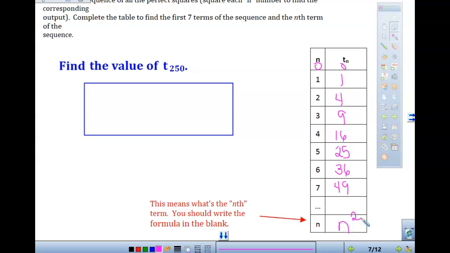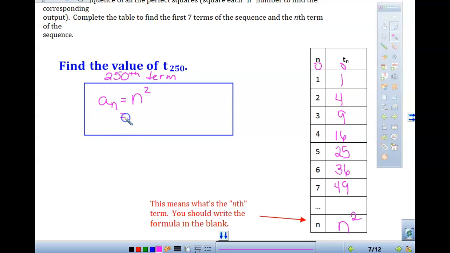squared, right? What did we do to each number? We took it times itself. So now it says, we do not want to make this table through 250, right? This said, what's your 250th term? That's what this is asking. That means we're going to go to our notation and say a sub n equals n squared.